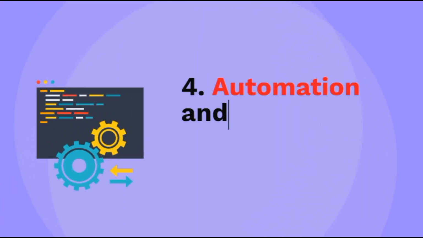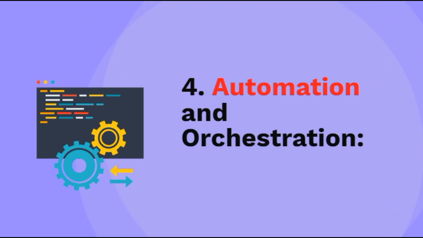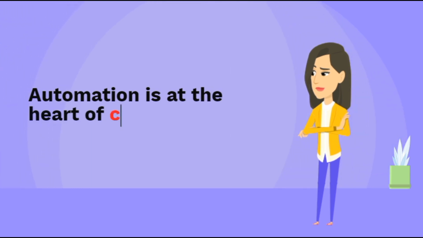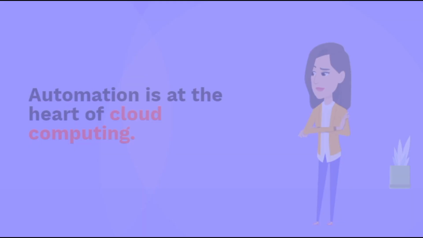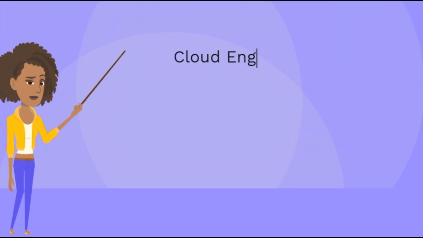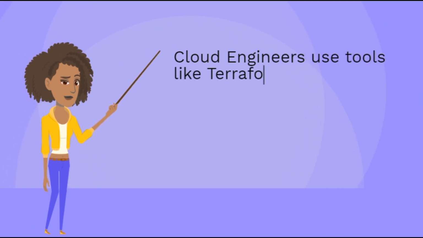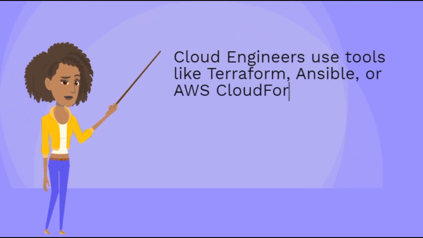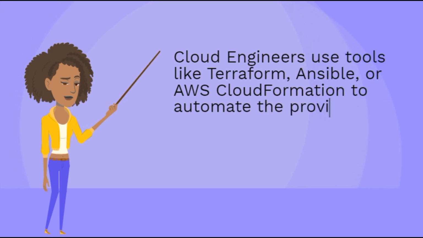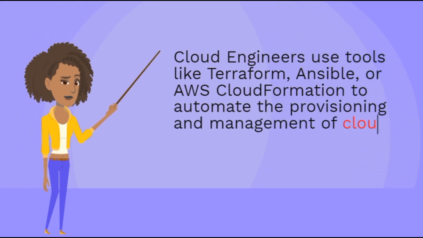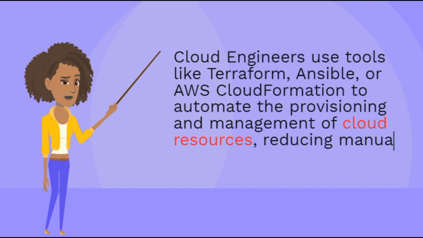4. Automation and orchestration. Automation is at the heart of cloud computing. Cloud engineers use tools like Terraform, Ansible, or AWS CloudFormation to automate the provisioning and management of cloud resources, reducing manual work and increasing efficiency.